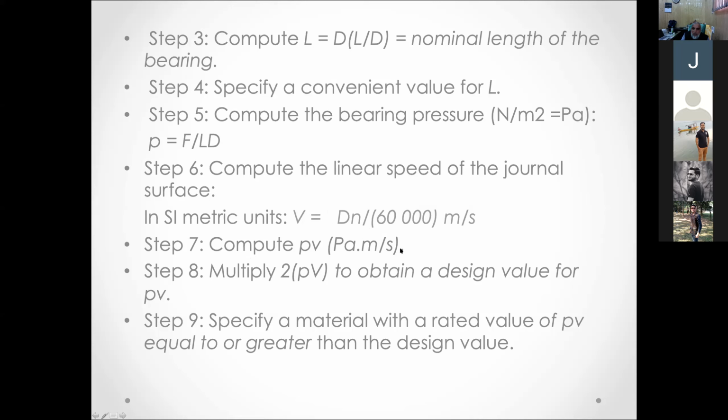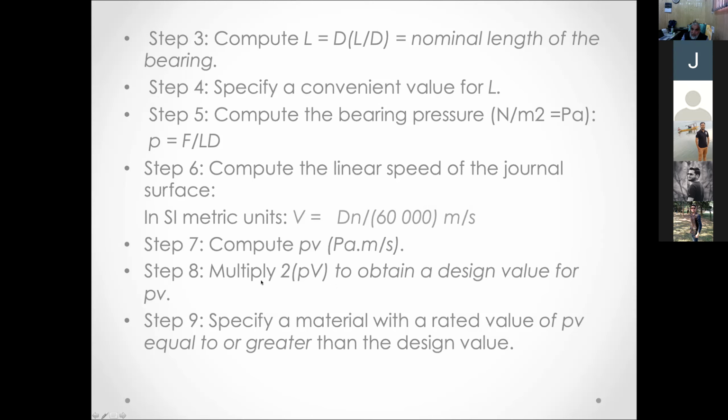Then you can compute PV value, that means pascals meter per second. So you know the P, you know the V, you can find PV. This PV you have to multiply by 2, because to obtain the design value of PV, as in the case of belts and in the case of chains, we find the rated power or design power. Here we are finding the design value of PV, on the basis of which we design the bearing, and it is not equal to PV, but it is equal to twice PV to take into consideration the operational factors.